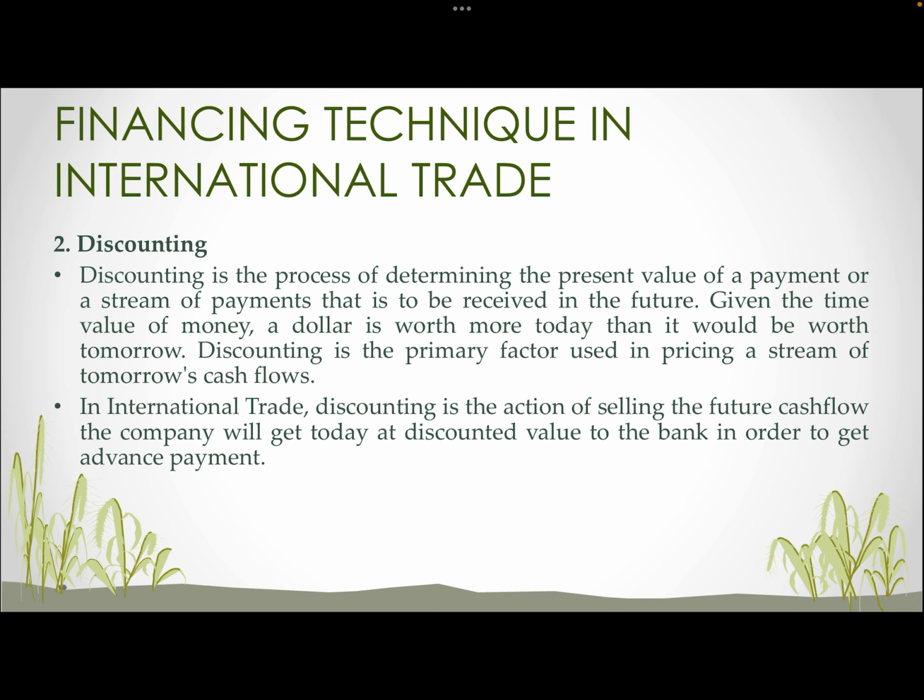Okay, the second one is discounting. Discounting is the process of determining the present value of a payment or a stream of payments that is to be received in the future. Given the time value of money, $1 is worth more today than it would be worth tomorrow. Discounting is the primary factor used in pricing a stream of tomorrow's cash flow.